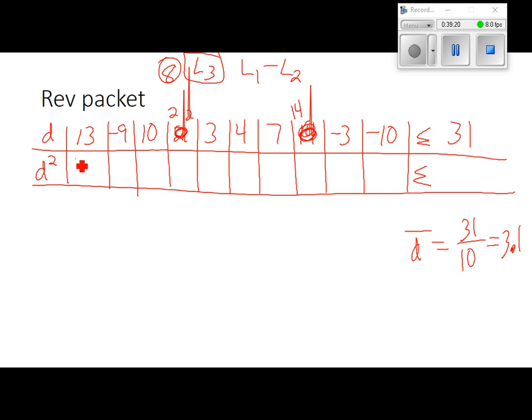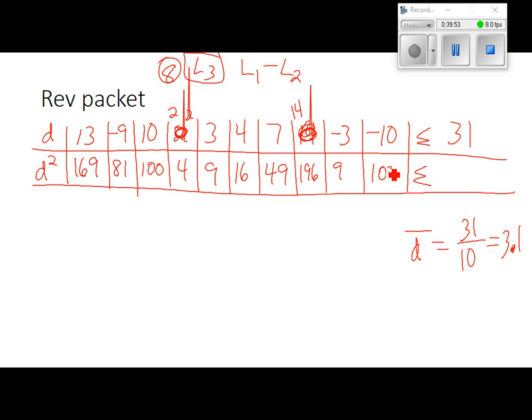Anybody do all these yet? 169, 81, 100, 4, 9, 16, 49, 196, 9, and 100. And somebody add all those up for us. 733. That's what I got. I don't know if that's right. That's right. 733? That's what I got the first time, but that's not what I have on my paper now.